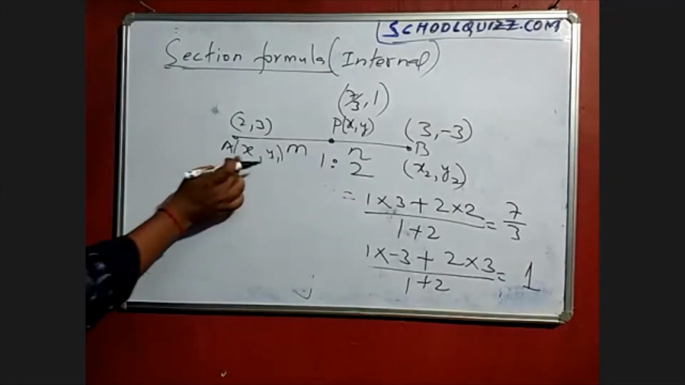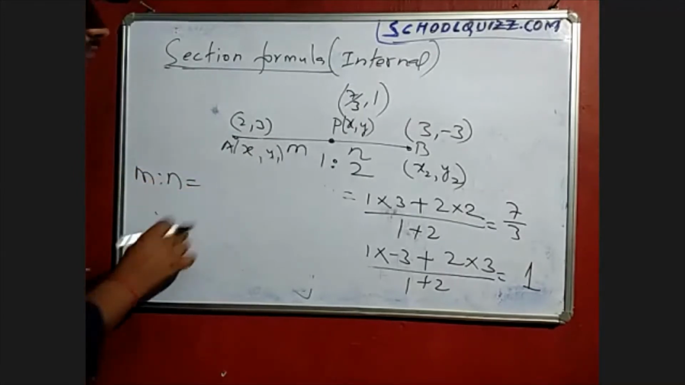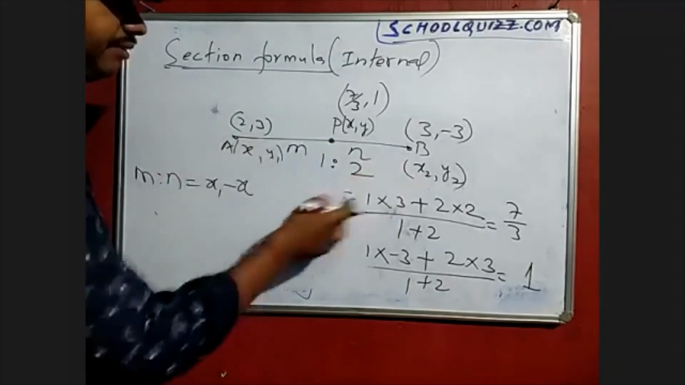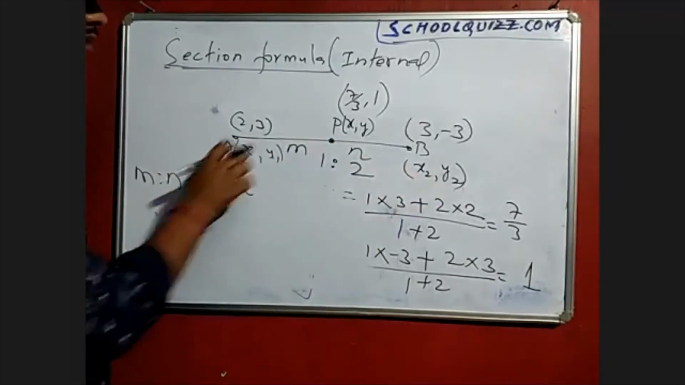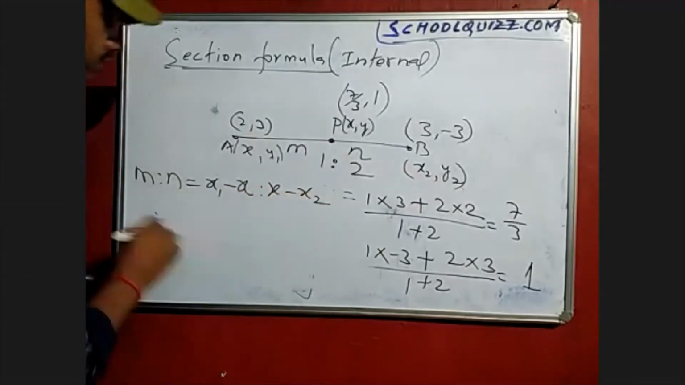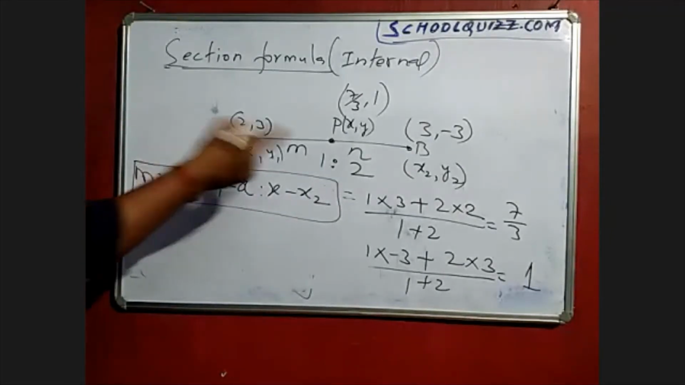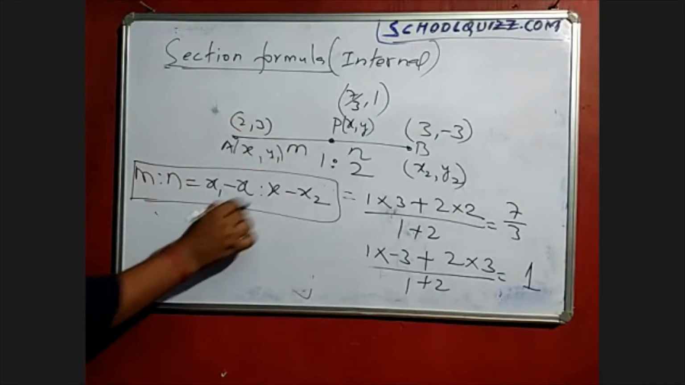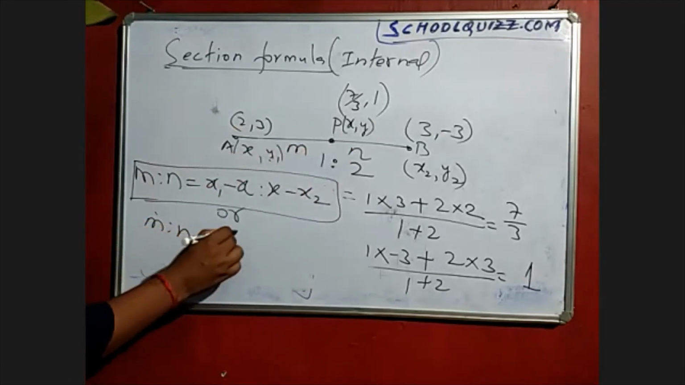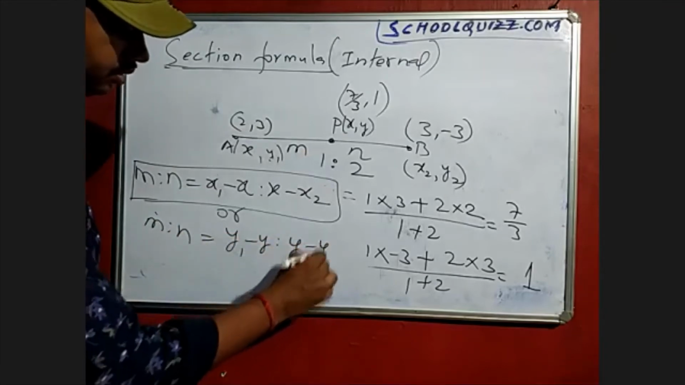So you have to do x1 minus x. The m is to n ratio we can calculate by x1 minus x, go with any one this way or this way. x1 minus x is to x minus x2. So from here also you can calculate the ratio between these two, m and n, and we can use the y1 ratios also. You can take m is to n equals y1 minus y is to y minus y2.